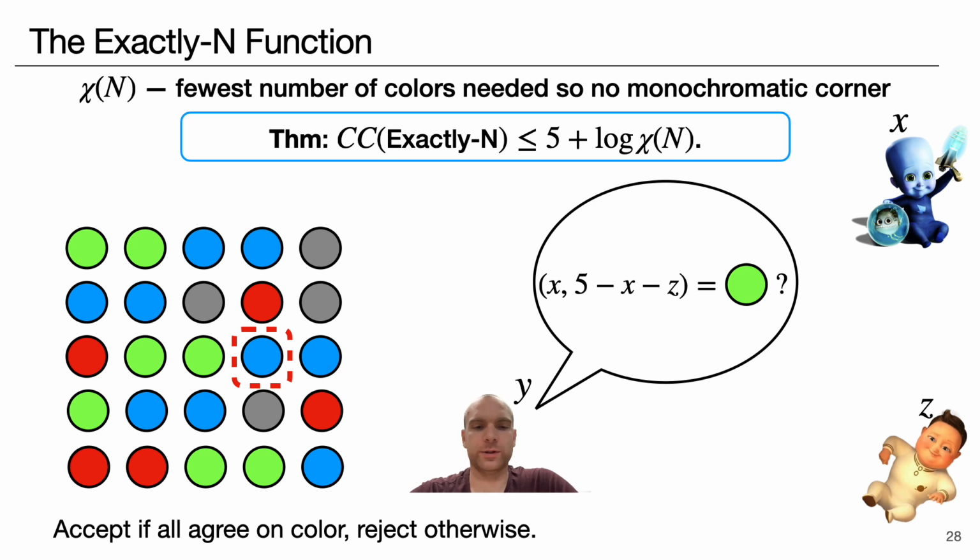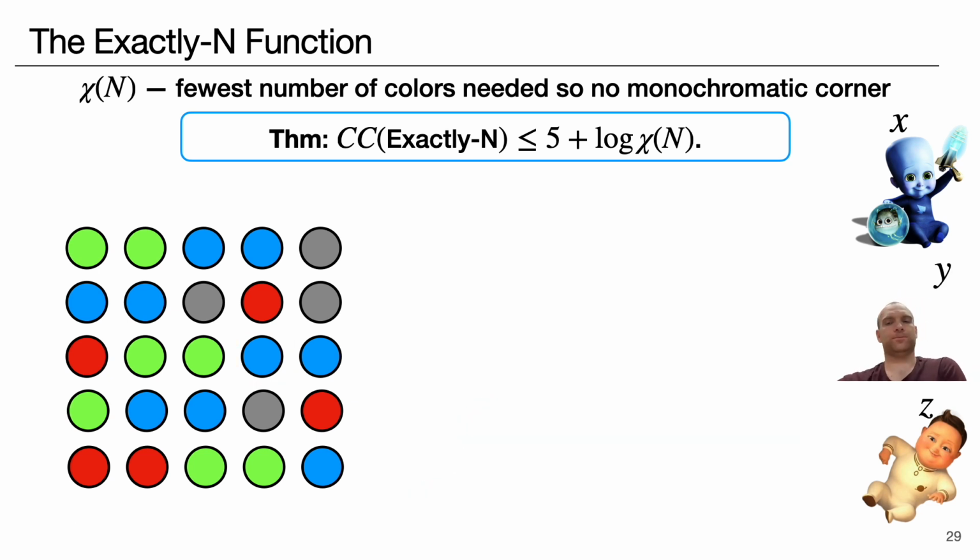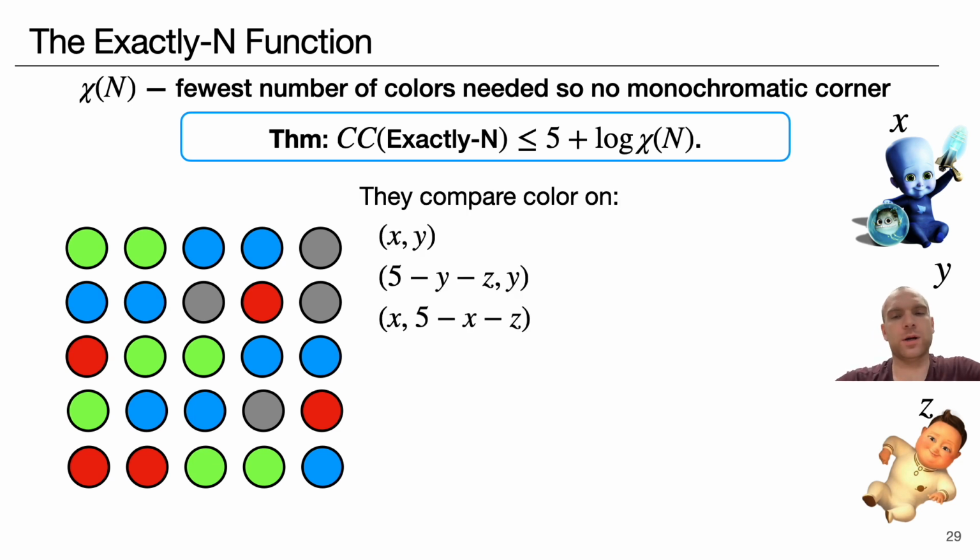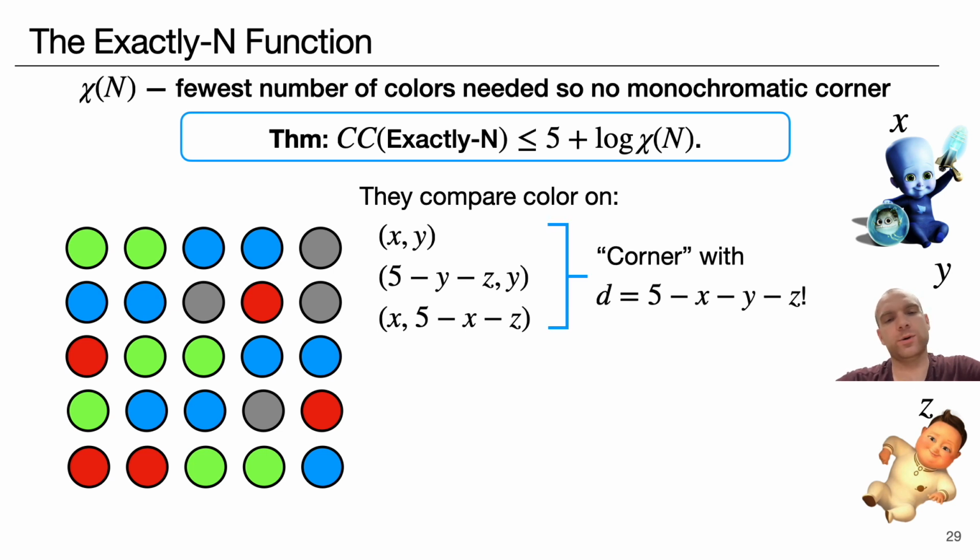If they all agree on the color, then they'll accept, and otherwise they'll reject. So hopefully the protocol is clear, but let's see why it works. Note that they're comparing colors on these 3 points. In particular, these form a corner where d takes this value 5 minus x minus y minus z. I put corner in quotes here because d might be 0, but it's this corner shape at least. So just rearranging, we find that we have a yes instance if and only if d is equal to 0.